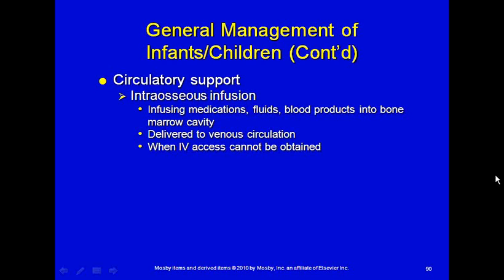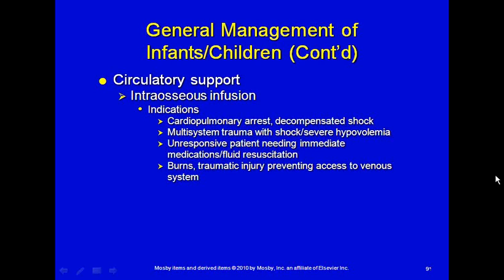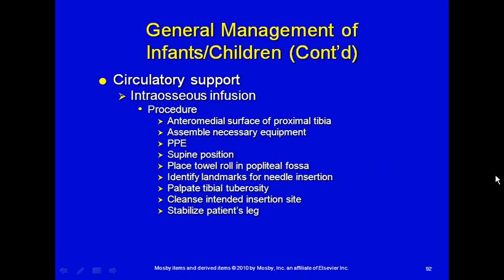If it's going to take you more than 2 attempts, or you're still trying 90 seconds later and don't have vascular access in this critical patient, then you'd go to IO. And pretty much anymore, it's go straight to IO. Interosseous infusions, we see them in cardiopulmonary arrest, we see them in shock patients, again, severe hypovolemia, unresponsive patient needing immediate medications, burns, traumatic injuries that prevent access to the venous system otherwise.